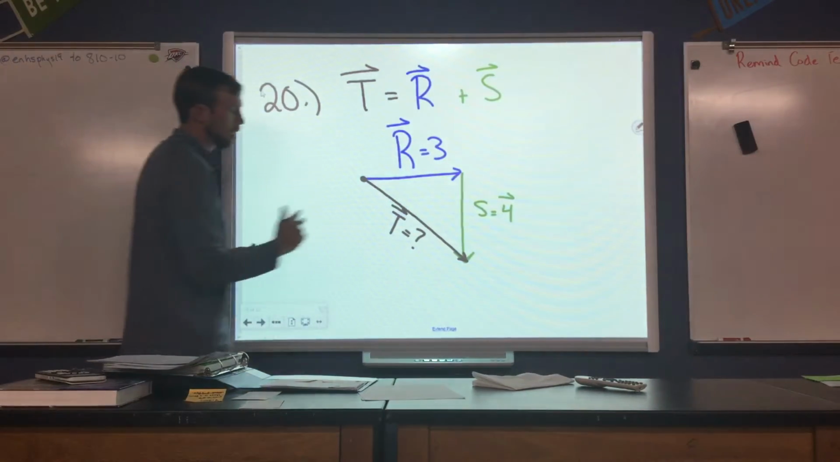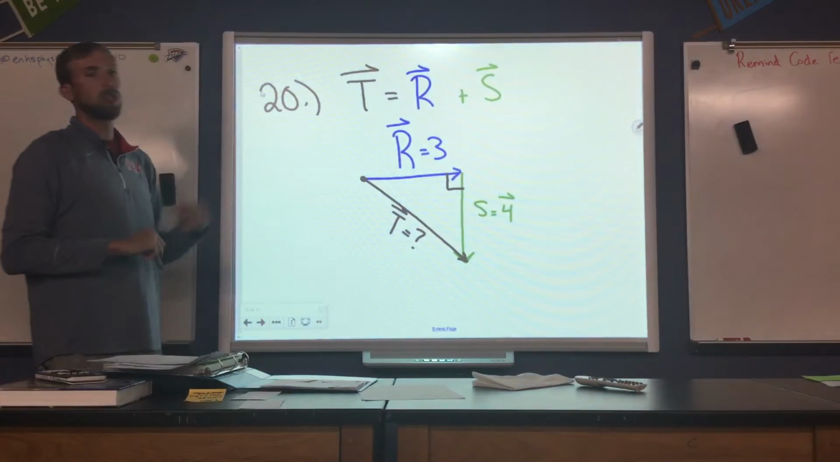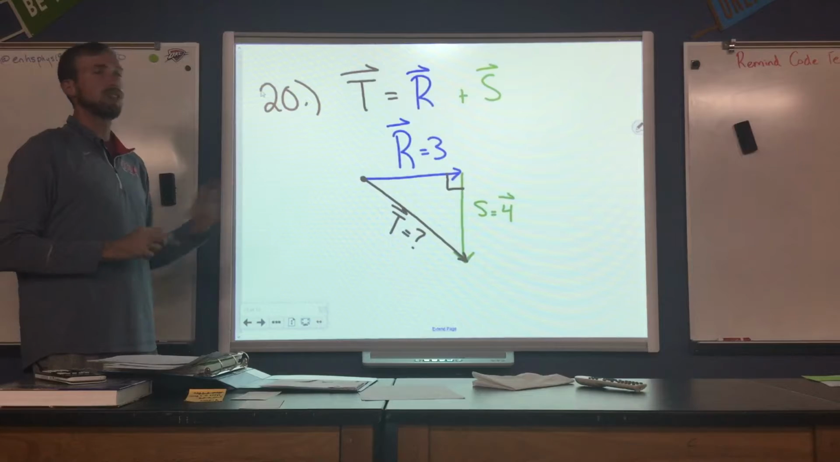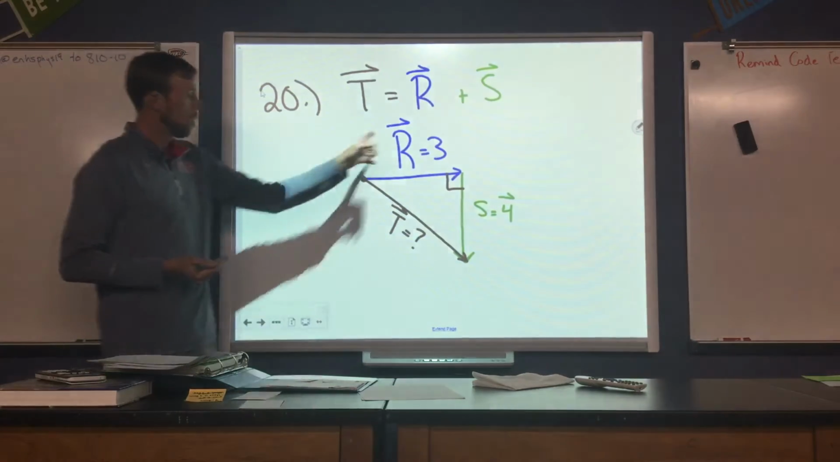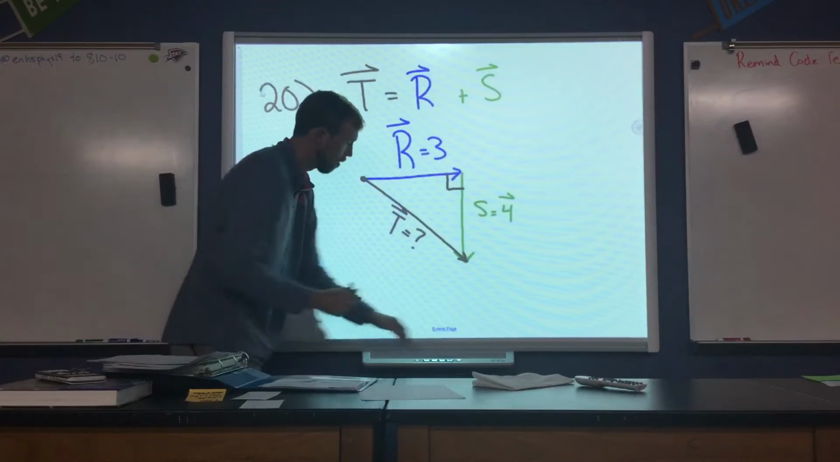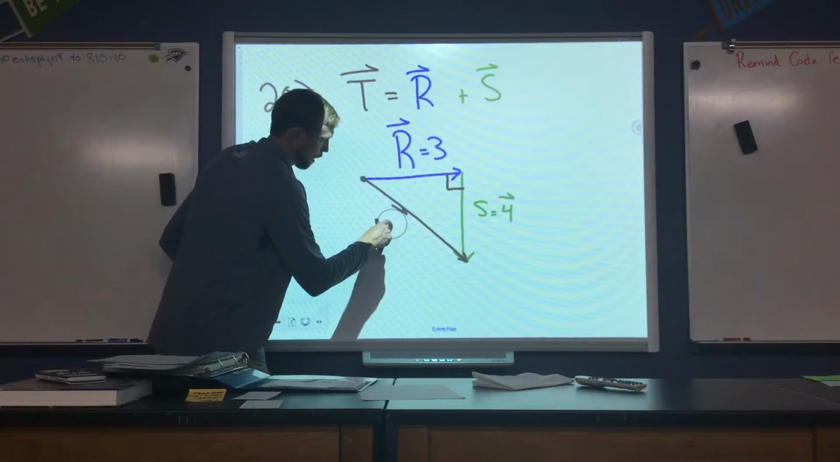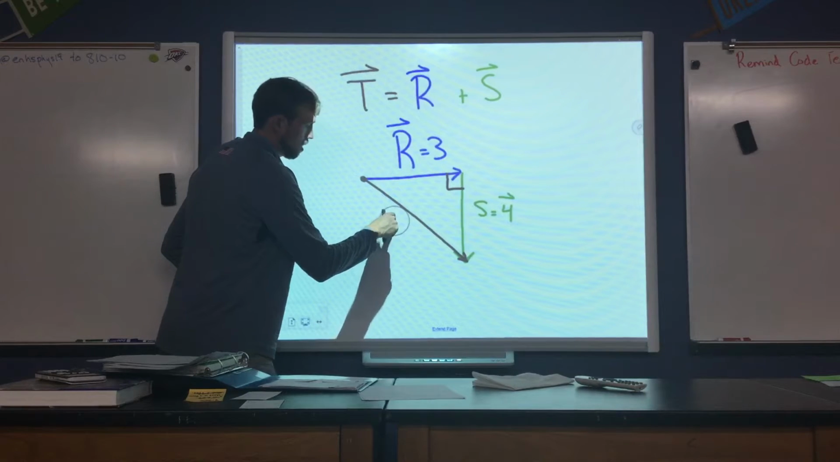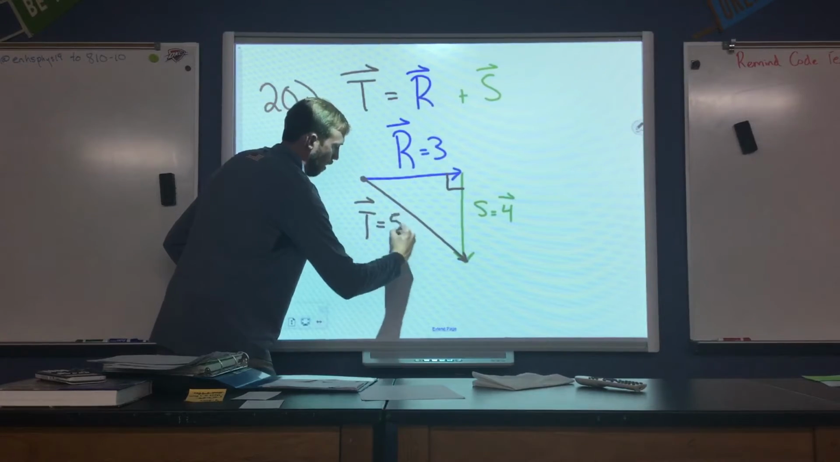So if you'll notice, we can model this as a right triangle, and we should be able to determine that vector t is actually going to be part of a Pythagorean triple. 3, 4, t should be equal to 5. Write this out here a little bit more cleanly. So vector t should be equal to 5.